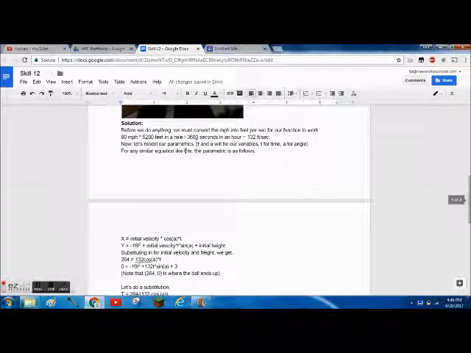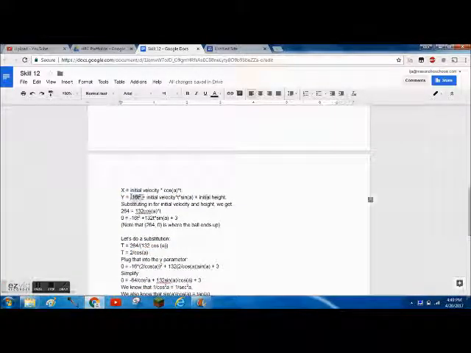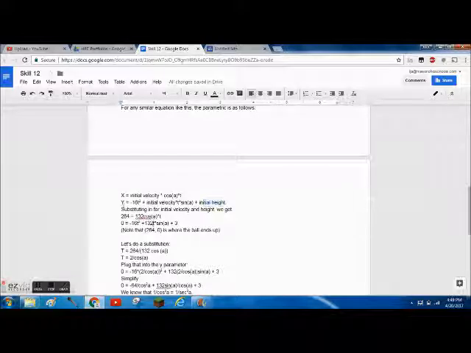Now, let's model our parametrics. T and A will be our variables: T for time, A for angle. For any similar equation like this, the parametric is as follows. X is equal to initial velocity times cosine of the angle times time. Y is equal to negative 16t squared plus the initial velocity times t times sine of the angle at which it gets hit, plus initial height.